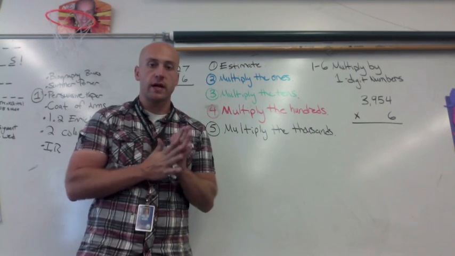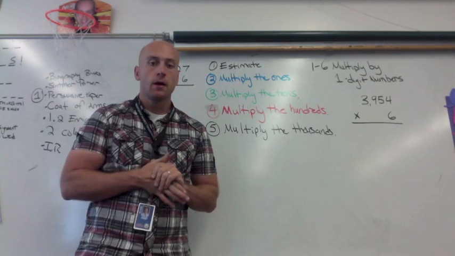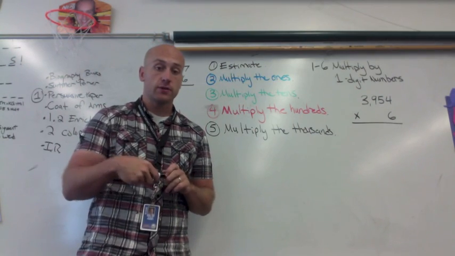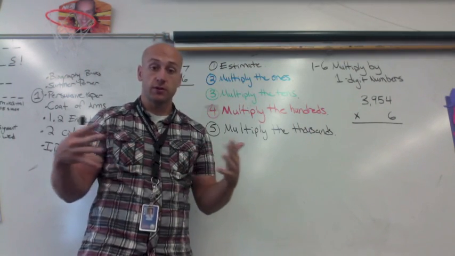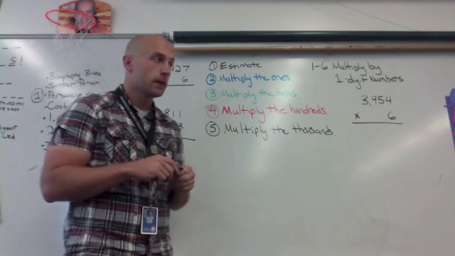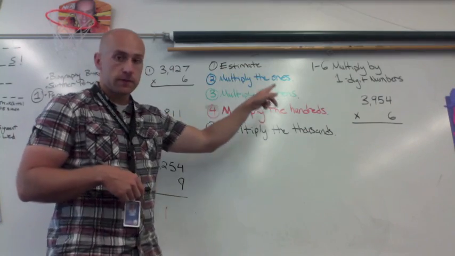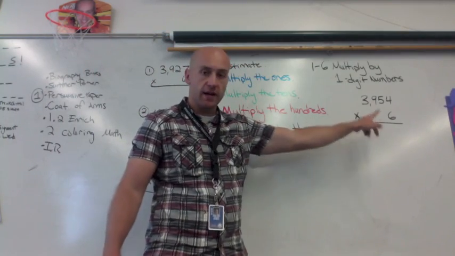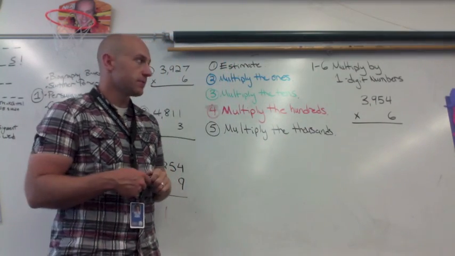So what we're going to do is estimate before we multiply, to make sure that our correct answer, if it's close to our estimate, then we're probably right. So we're always going to estimate here at the beginning. So step number 1 is estimate. Here's my multiplication problem, 3,954, and we're going to times it by 6.